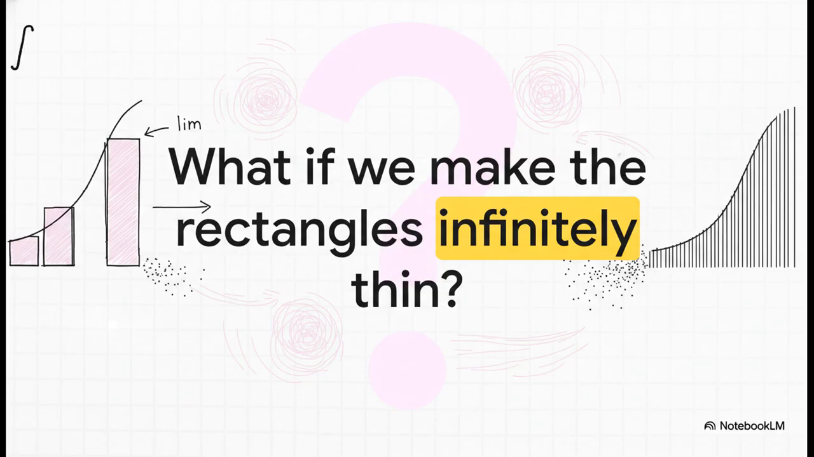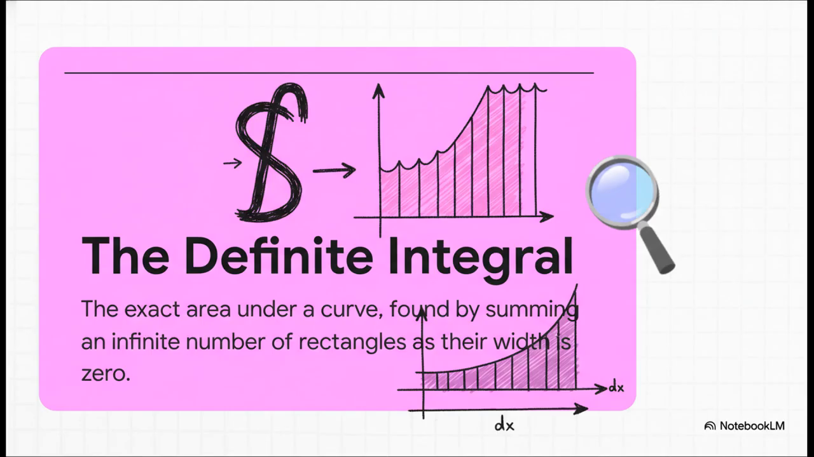So what if we let the number of rectangles shoot off toward infinity? The width of each one would shrink towards 0, and our error, that little curvy bit we couldn't account for, would just completely vanish. And that incredible idea has a name and a symbol. This is it, the definite integral. Now, I know that symbol can look a little intimidating, but trust me, it's just a fancy way of writing sum up an infinite number of impossibly thin things.